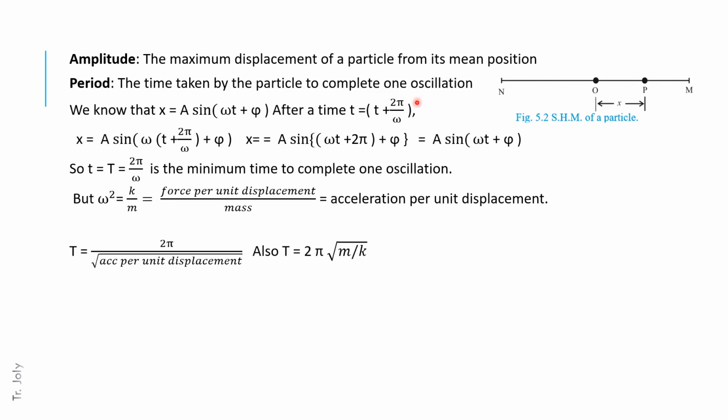Next, the periodic time, that also you had studied the definition. The time taken by the particle to complete one oscillation is known as periodic time. Suppose the particle is at the point A.